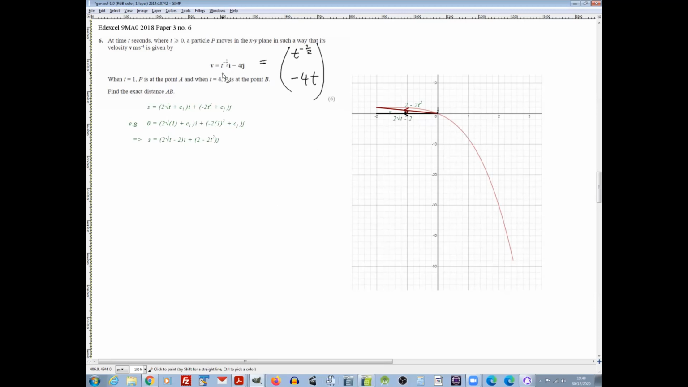Is it s equals ut plus half at squared? It's one of the SUVAT equations, but actually no, because that one's got acceleration. That is true, and why is that true? Why is s going to be ut plus half at squared? Not in this case. If you had constant acceleration, but here you don't.